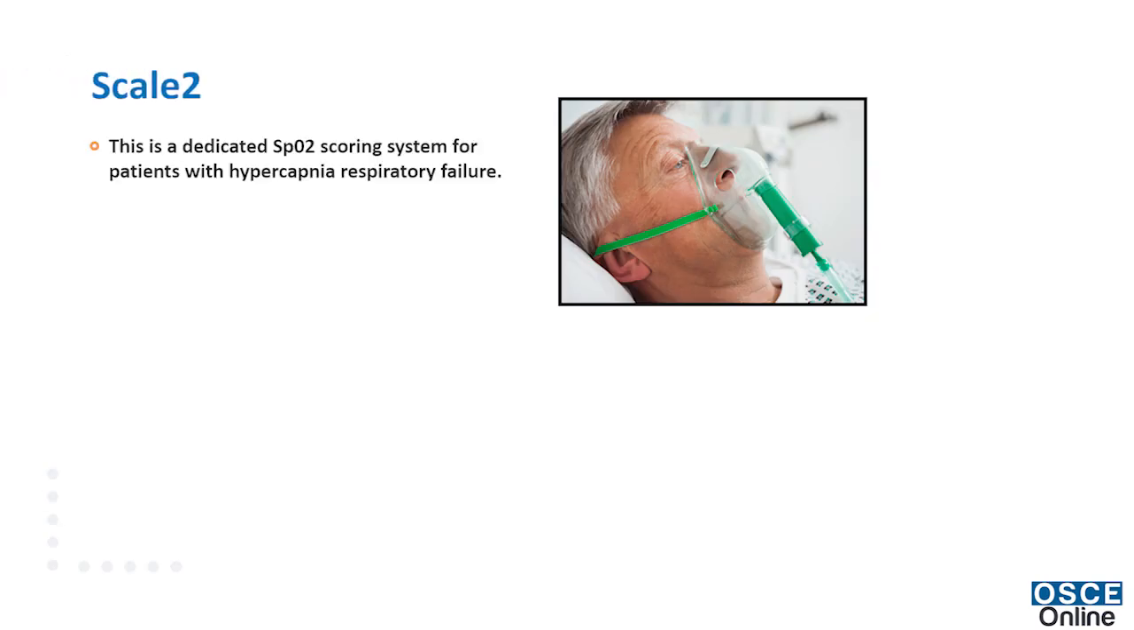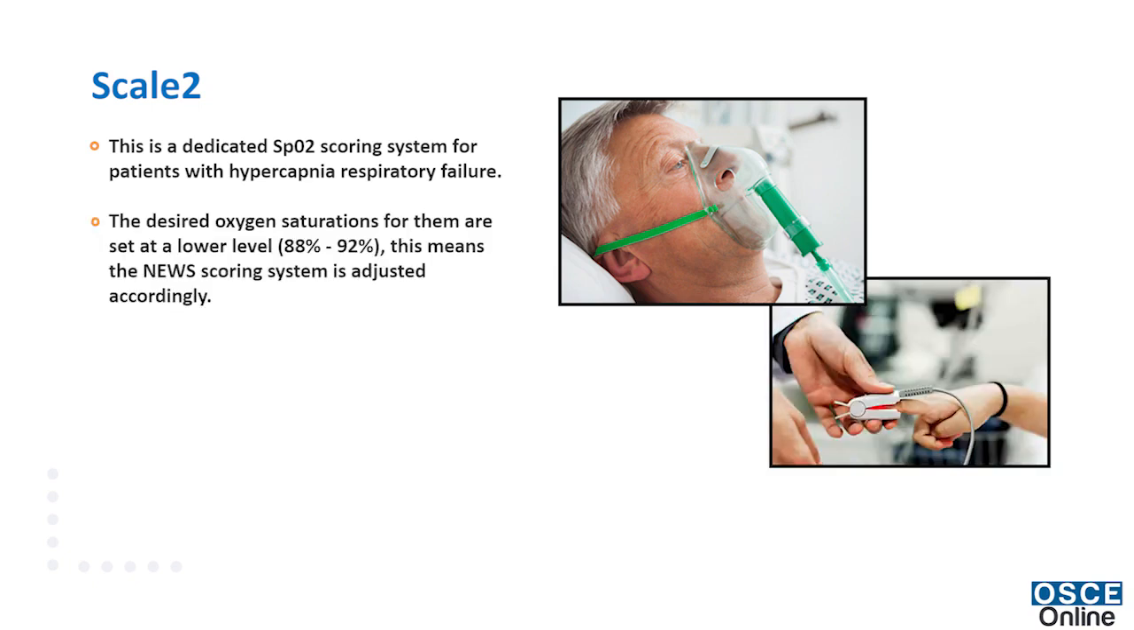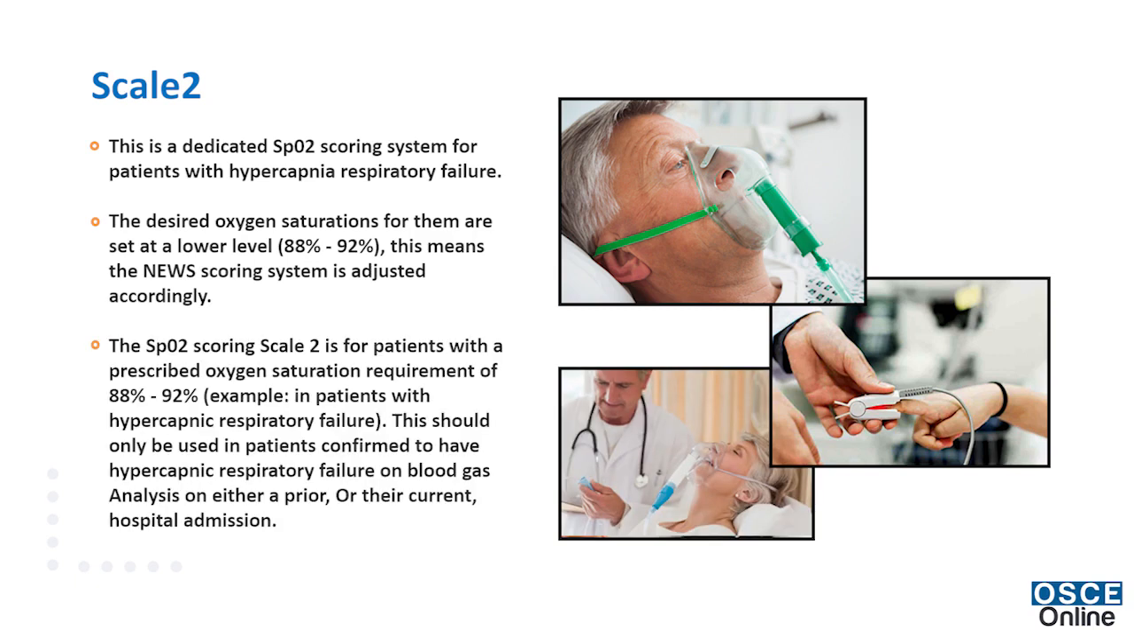Scale 2. This is a dedicated SpO2 scoring system for patients with hypercapnic respiratory failure. The desired oxygen saturations for them are set at a lower level, 88% to 92%. This means the new scoring system is adjusted accordingly. The SpO2 scoring scale 2 is for patients with a prescribed oxygen saturation requirement of 88 to 92%, for example, in patients with hypercapnic respiratory failure.